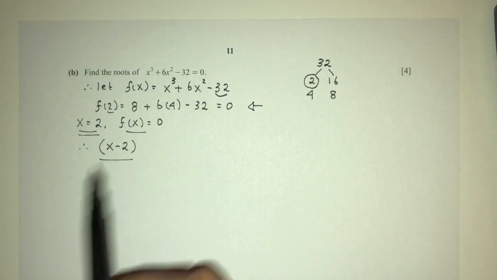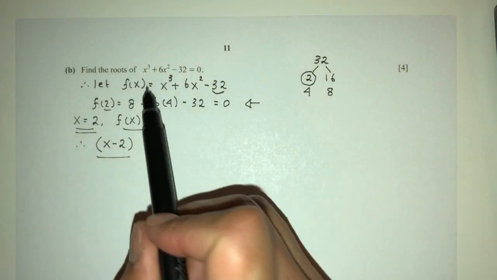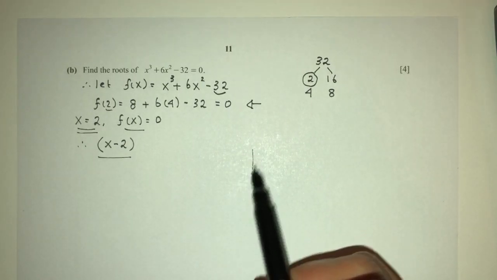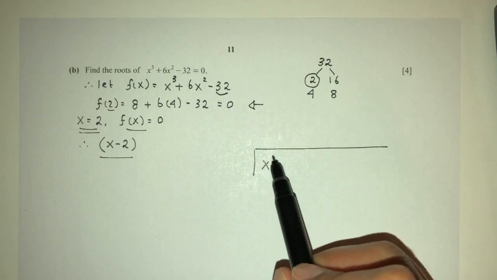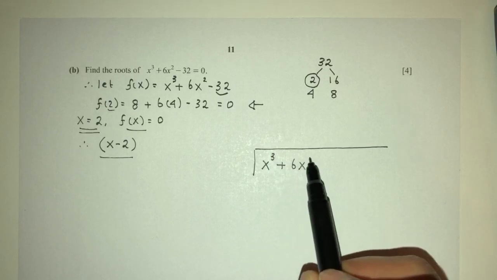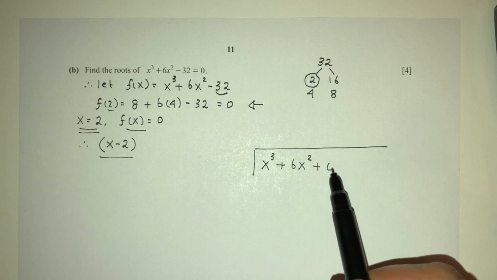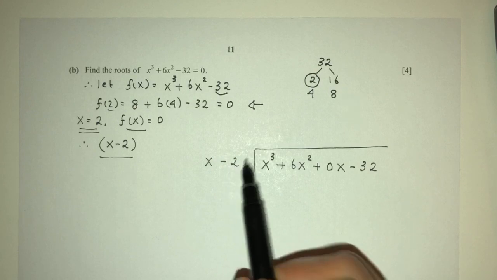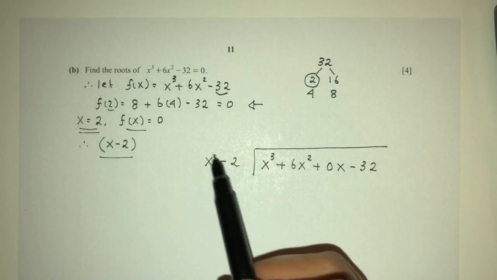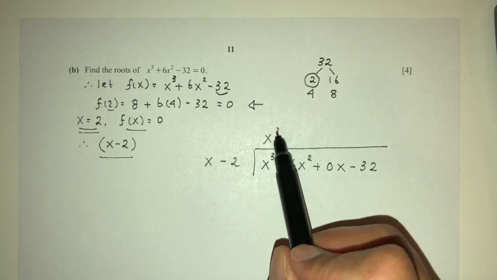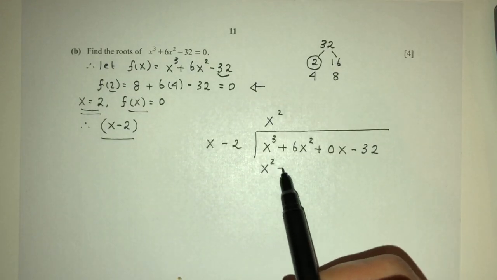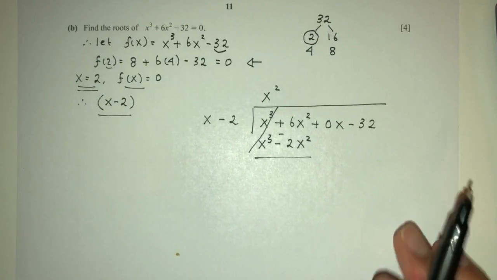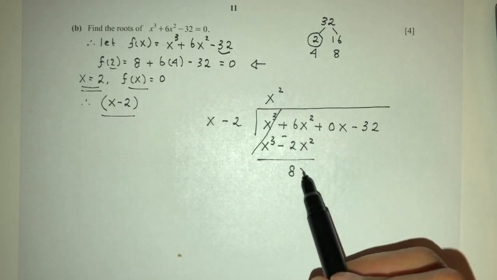Now if I know a factor, I can find the other roots pretty easily. You can see here it is a cubic equation, so we have to find the other factor by long division. So you have x to the power 3 plus 6x squared, but now we don't have x, so let's write 0x, minus 32. We know the factor is x minus 2. Now, how can you make x become x cubed? You have to multiply by x squared. That will become x cubed minus 2x squared. So the cubes cancel out, and 6 minus minus 2 will be 8.